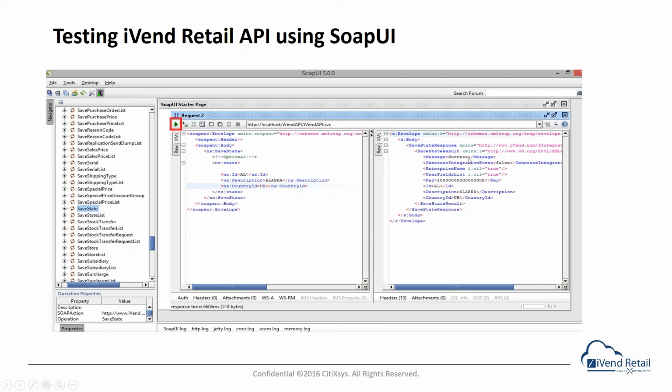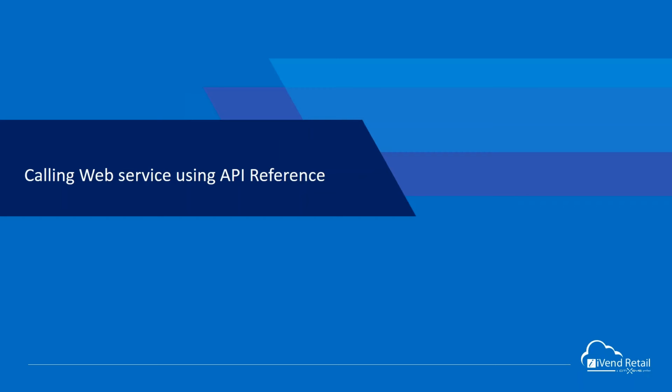On the right side pane you can get the response. The message box will show success. If the parameters are wrongly provided, the message will be displayed here for your reference. You can identify if any field is missing in the request, and you can easily fix it. So iVend APIs fully support SOAP, and you can use the SoapUI tool for testing your methods.